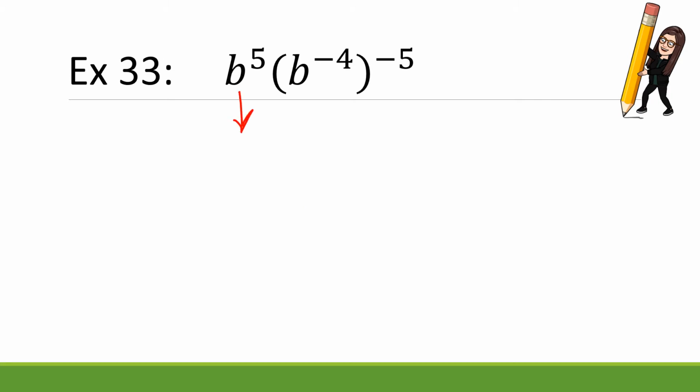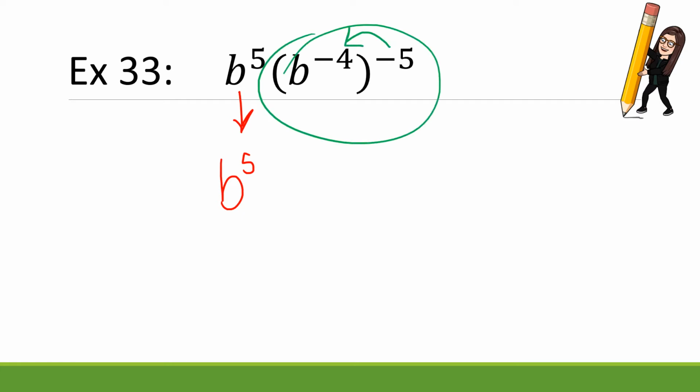Similarly here, we're going to drop down b to the 5th. I can't use it yet. Let's deal with the parentheses. I'm going to distribute: negative 4 times negative 5 is positive 20. When multiplying like bases, we keep the base and add the exponents.